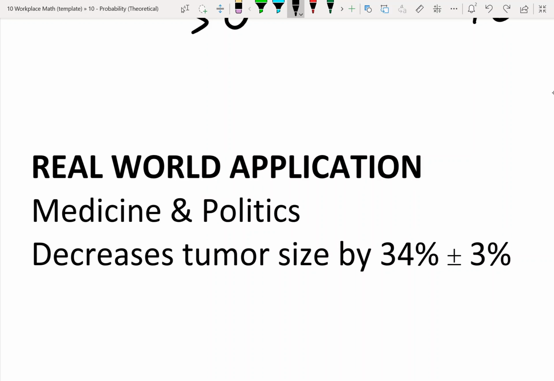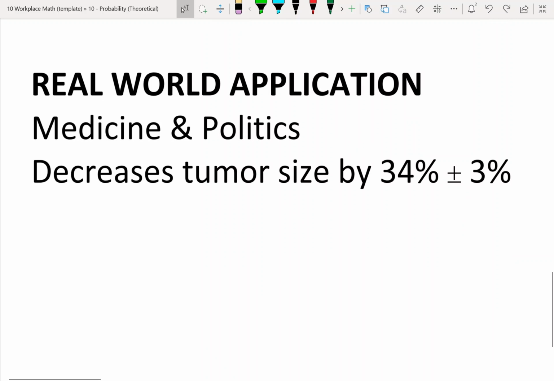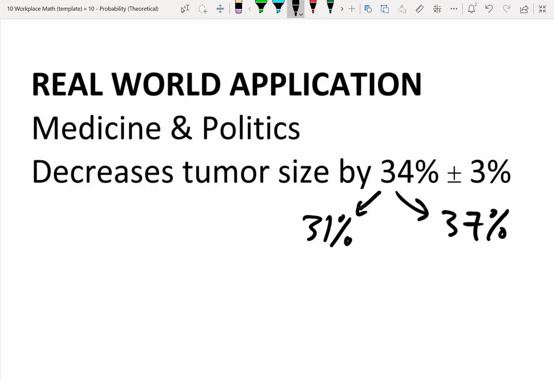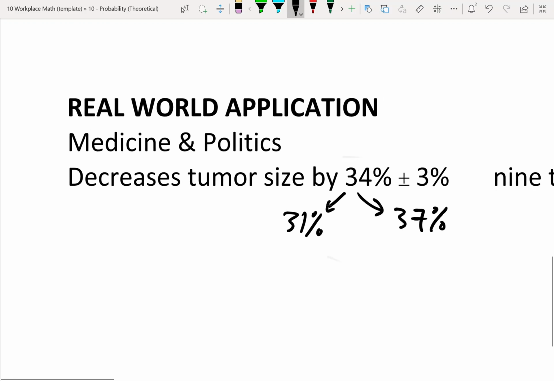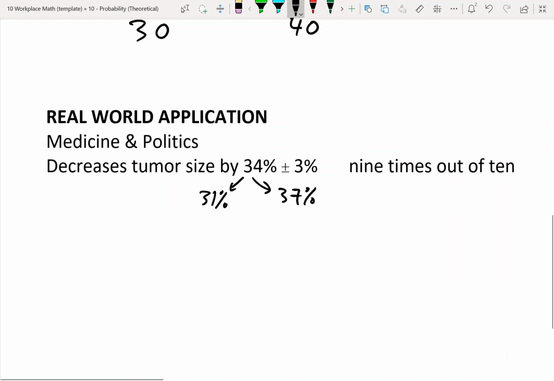Okay, so let's just take a medicine example. So let's say that they make this new medicine and they're like, it decreases cancer tumor size by 34%, plus minus 3%. That means that if you're taking this medicine, you're like, well, that means it could be 37% if that's the highest, or it could be, if it's minus 3, 31%. That's what that means. The other thing is that it would say something like 9 times out of 10. That's usually what they say.